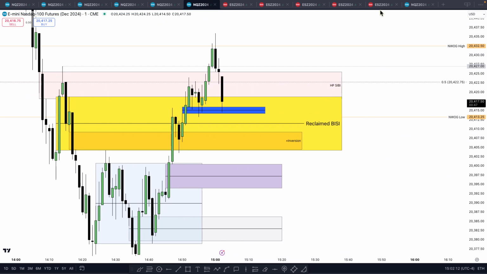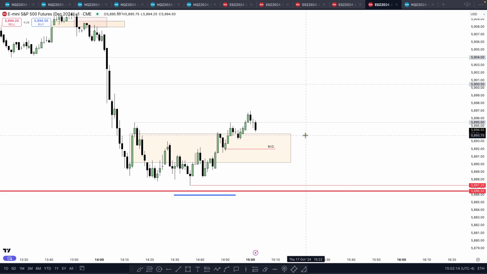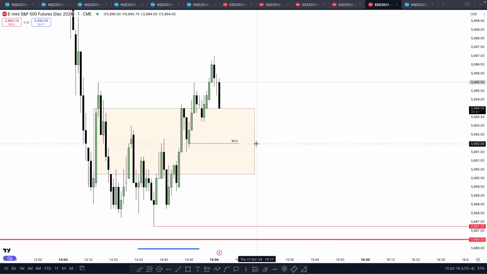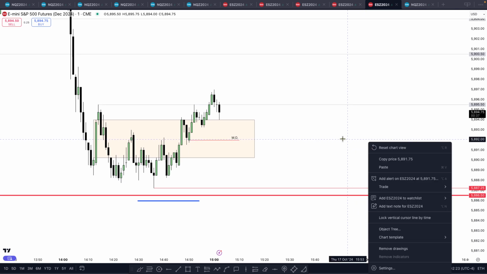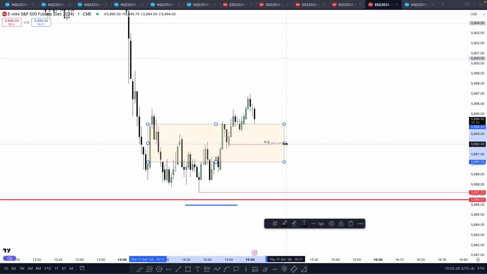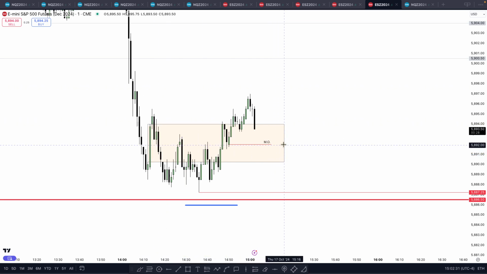Now let's check it on ES. ES get the highs, yeah. So we're in this macro window. Let me just shut up for a second and try to read this. Above macro opening price, we're purging this, right? So the same scenario with this BISI, this is that same reclaimed BISI on NASDAQ.